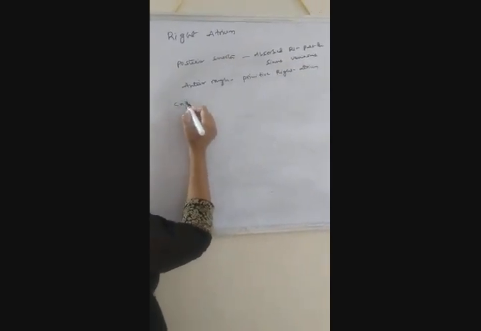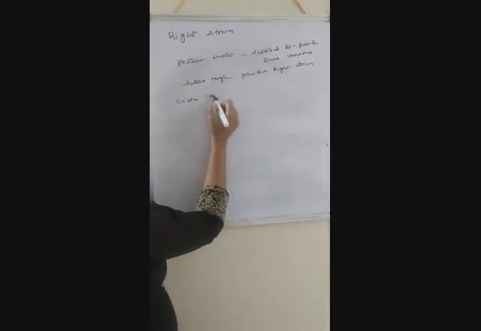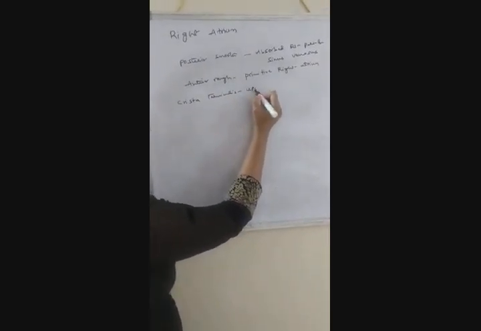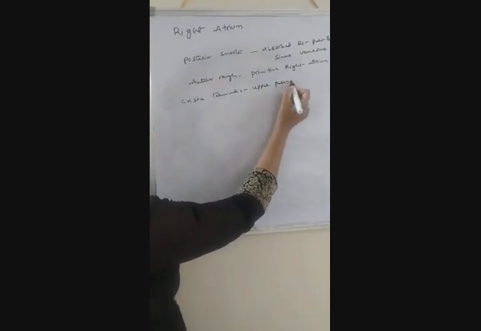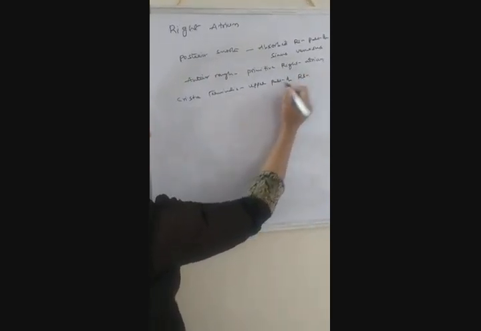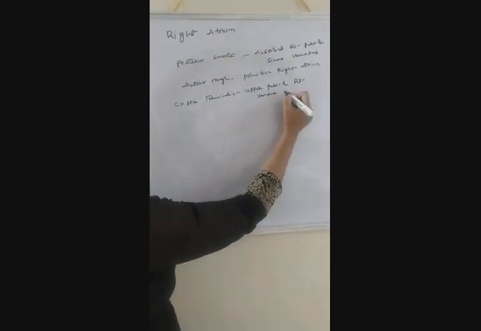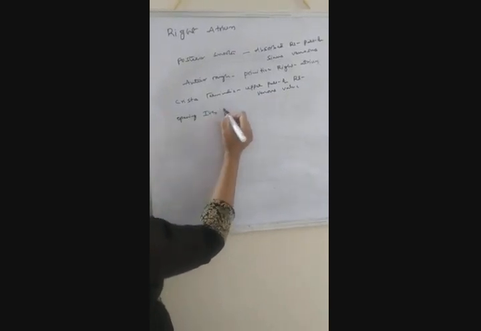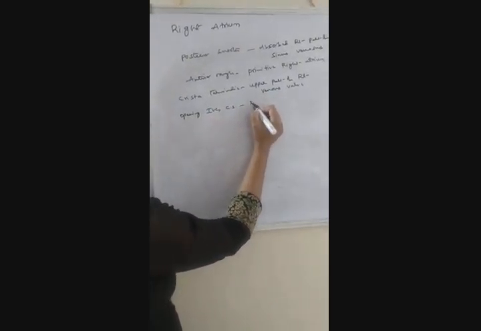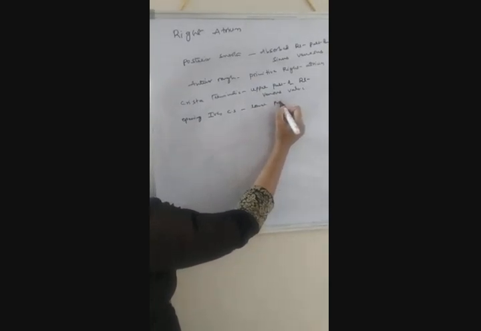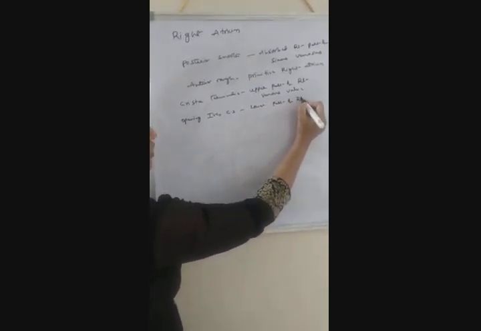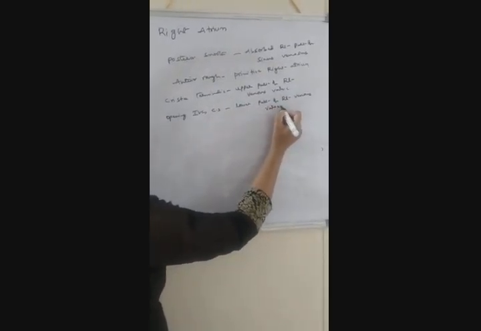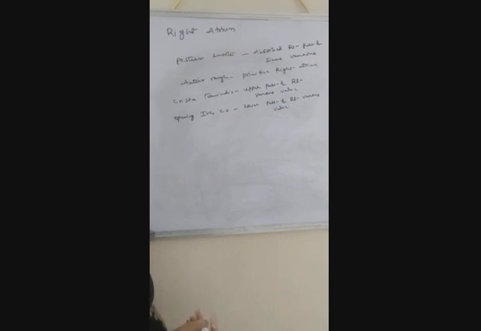And the crista terminalis is formed by the upper part of the right venous valve. And the opening of the coronary sinus, both are formed from the lower part of the right venous valve. So that is about the embryological part of the right atrium.